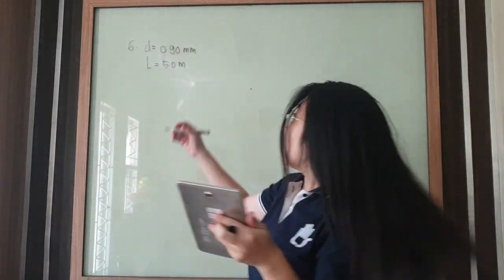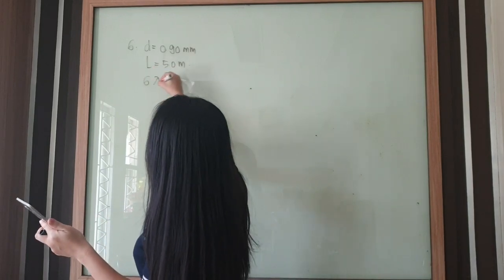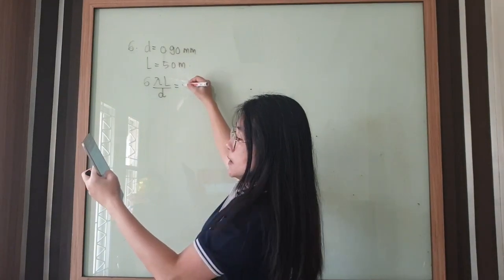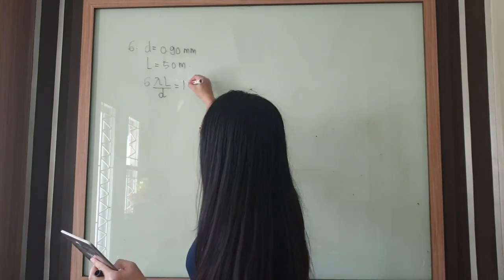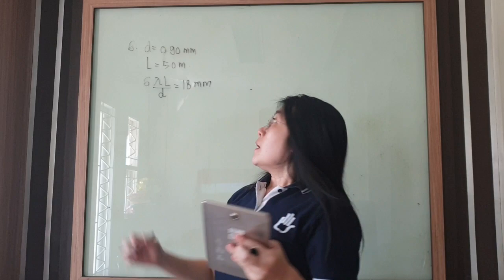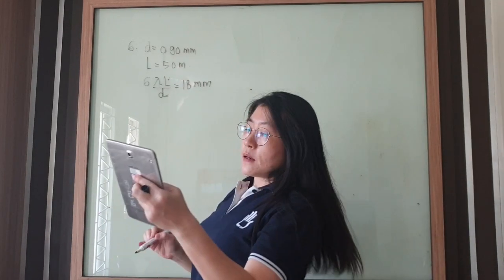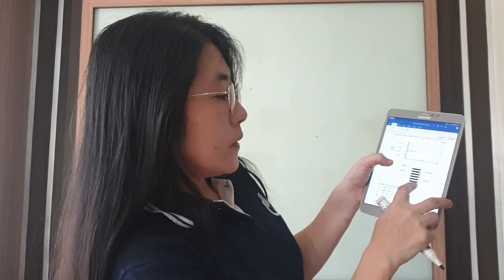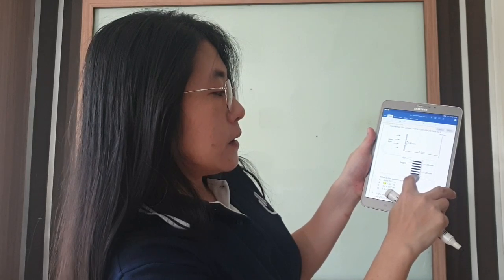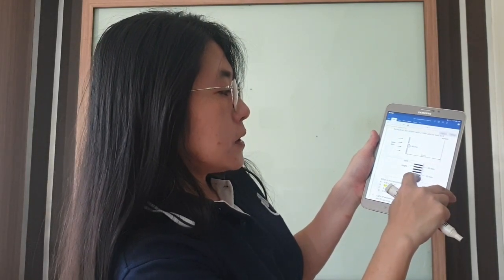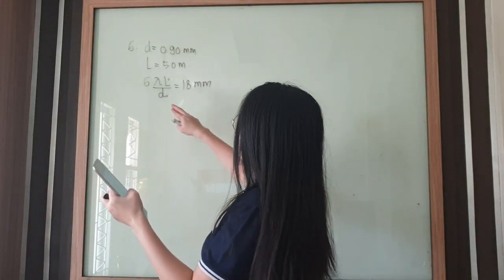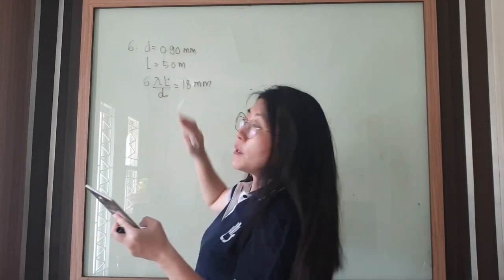6 lambda L over D, 6 delta y. It is equal to, I calculated that it is 18 millimeters. L is given, D is given, then we can find lambda from this equation. You can calculate from the first given dark fringe to the last dark fringe: 1, 2, 3, 4, 5, 6. So 6 delta y is equal to 18 millimeters.